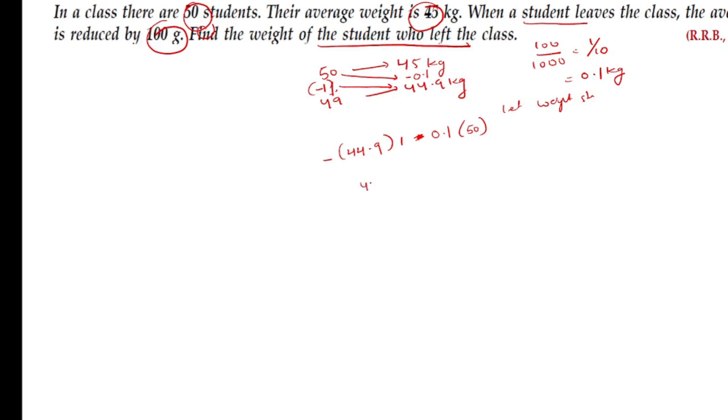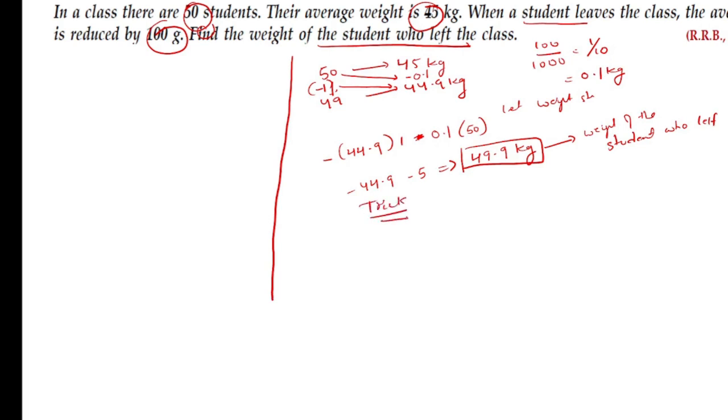So 44.9 minus 5. This implies 49.9 kg. This is the weight of the student who left. This is a technique. I'll tell you what the technique is.